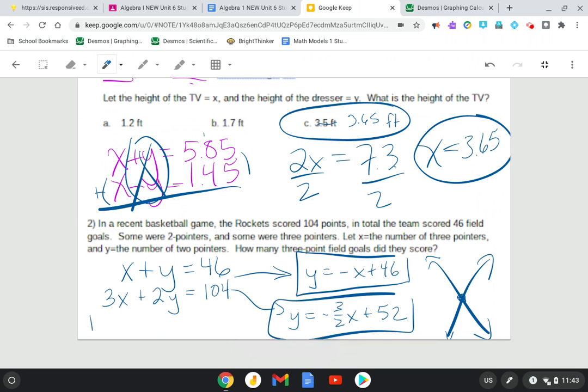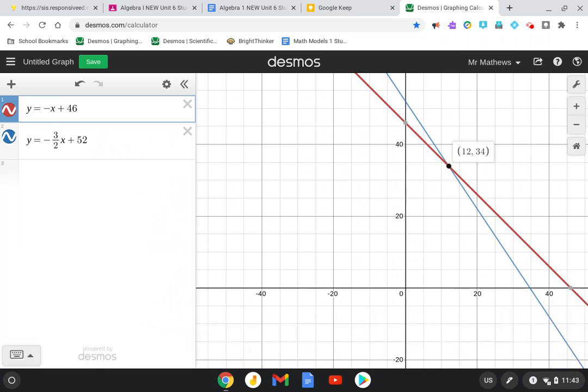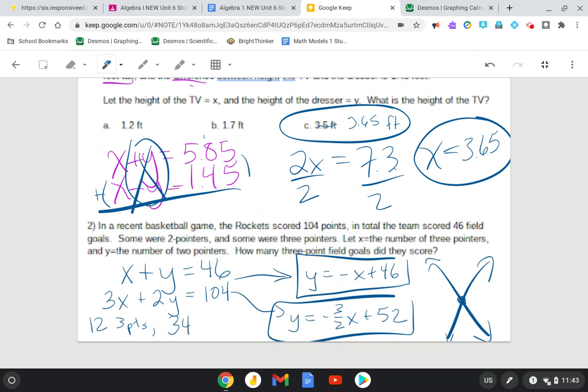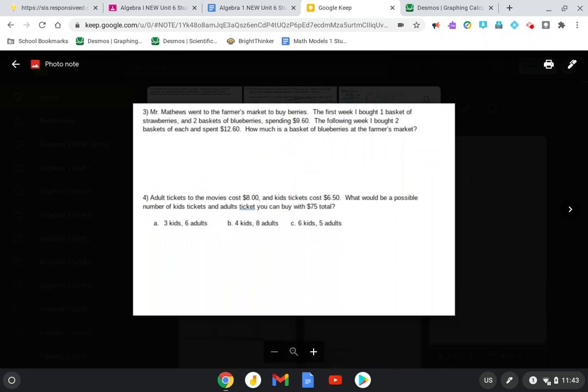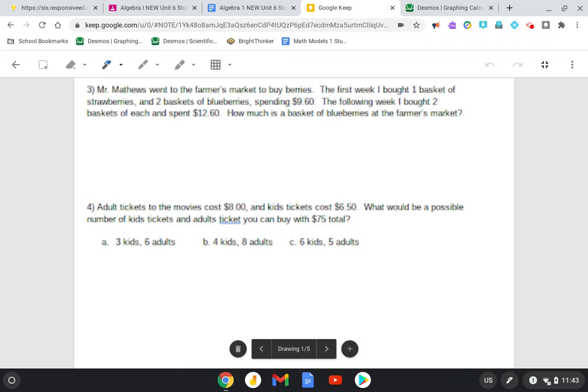So that means they made 12 3-pointers and what was it? 34 2-pointers. And so those would be my solution there because the intersection point is 12, 34. All right, 12 3-pointers and 34 2-pointers. So you can see how these relate to the problems you were doing there. And the good news is you'll have multiple choice, so you should be able to figure these out pretty easily with the multiple choice there to help you.